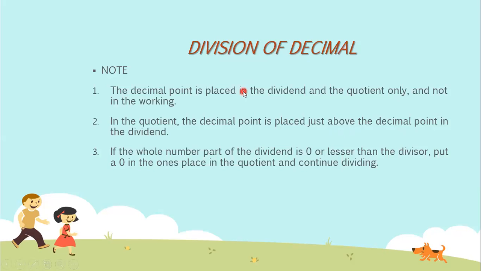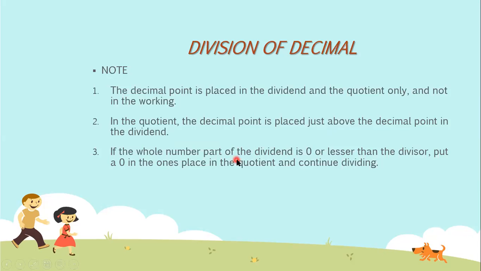Next, division of decimals. So far we have learned how to add, subtract and multiply decimals. Now the last one, how to divide decimal numbers. The decimal point is placed in the dividend and the quotient only, and not in the working. In the quotient, the decimal point is placed just above the decimal point in the dividend.